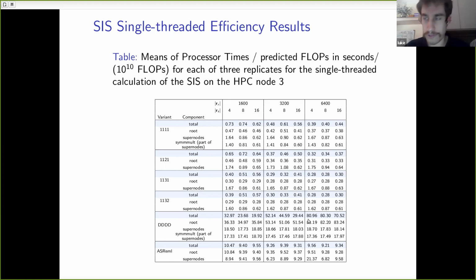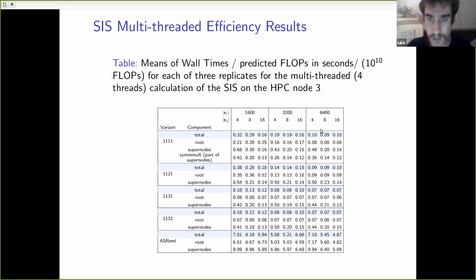And once again, ASRAM did have to do bookkeeping, so one does have to keep that in mind. The fact that the DDD variant is so bad just goes to show how good the level 3 BLAS is compared to do loops. In the multi-threaded case, we see that the ones that exploit symmetry less actually become even more efficient. So it's actually a bigger gap.